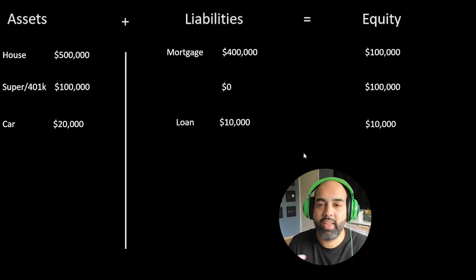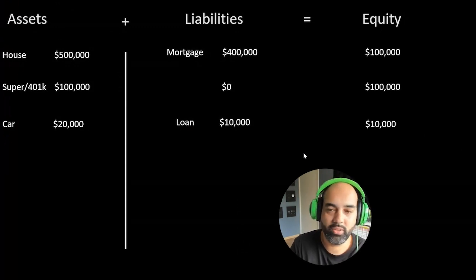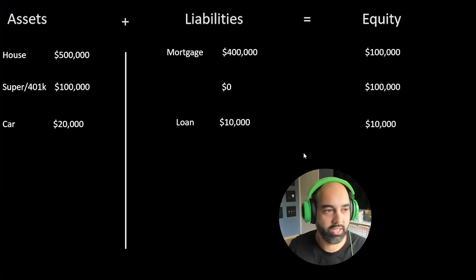And what we're doing here in the assets column is your assets are generally stocks, bonds, currencies, and commodities. And assets are anything that you can turn into cash. So you can sell your car, you can access your super for cash, and you can sell your house.